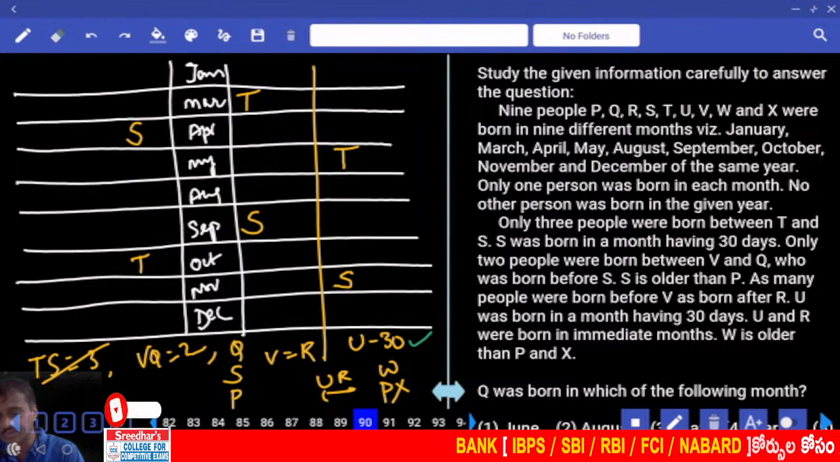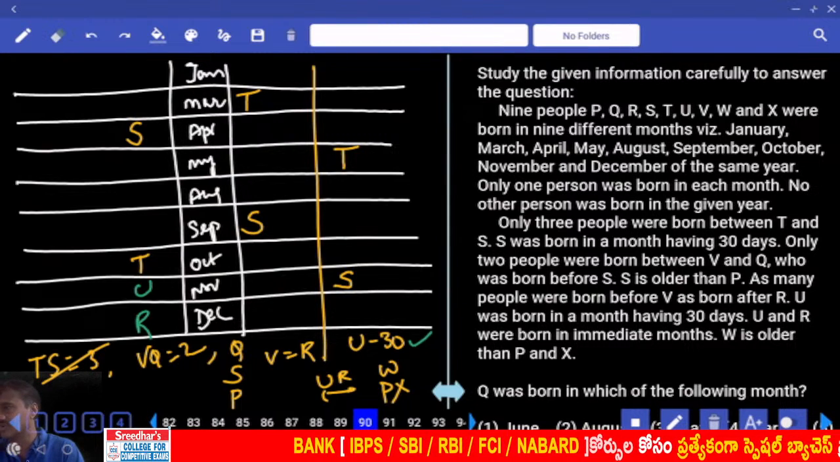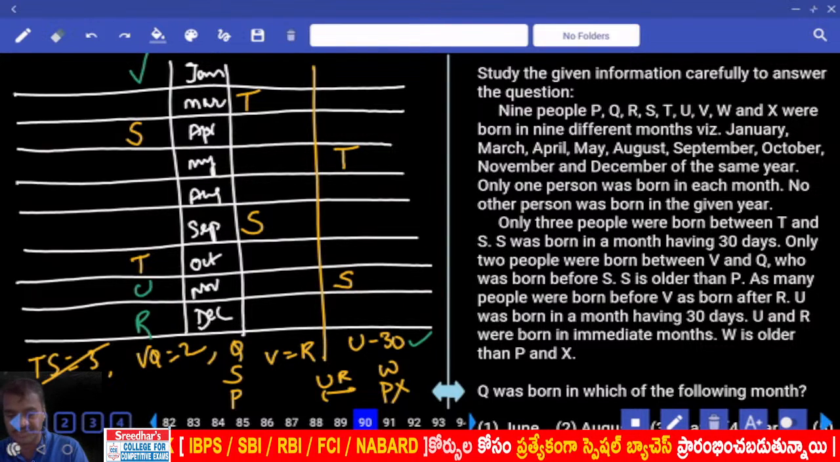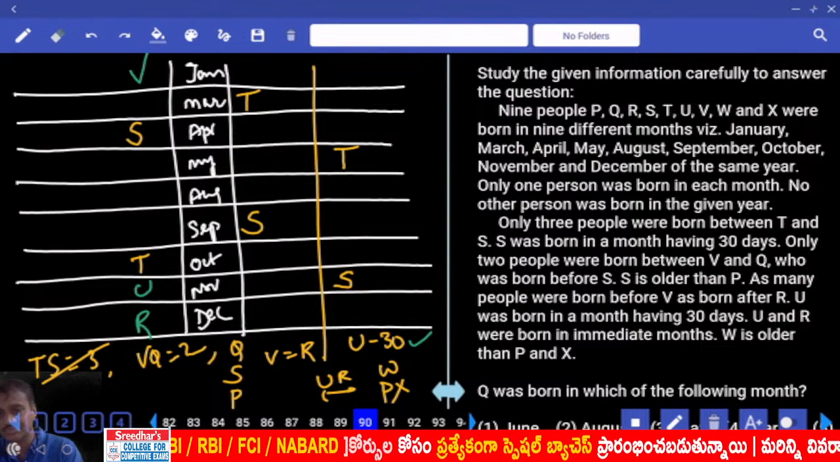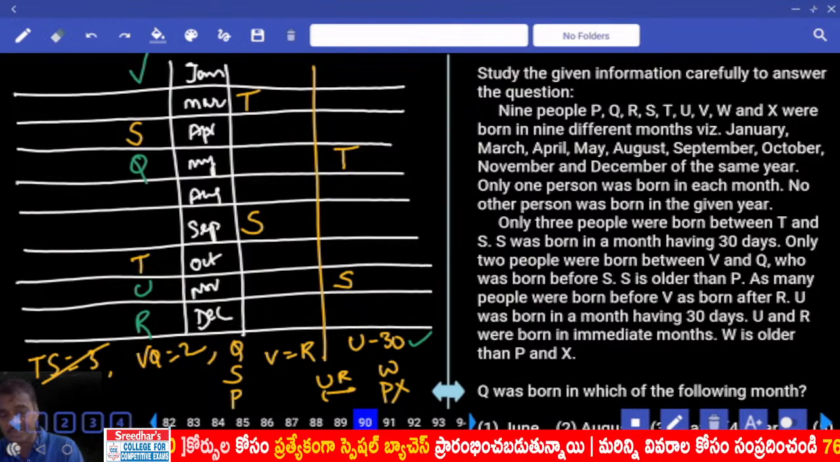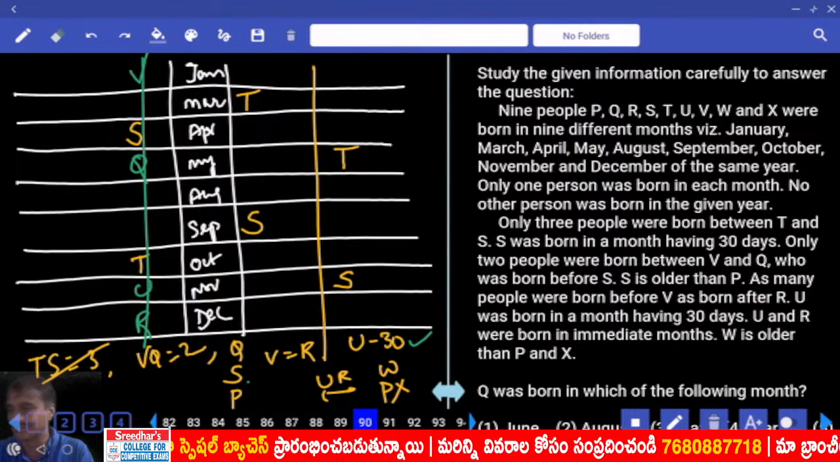If U cannot be in the month of September, U must be in the month of November. U is here, then R will be here. R is here, V will be here. Then R and V, we are done with this. Then next one, V and Q, there must be exactly 2 people, 2 is here. Then Q, S and P. Now S is before this Q, which is not possible. And this case is completely ruled out.